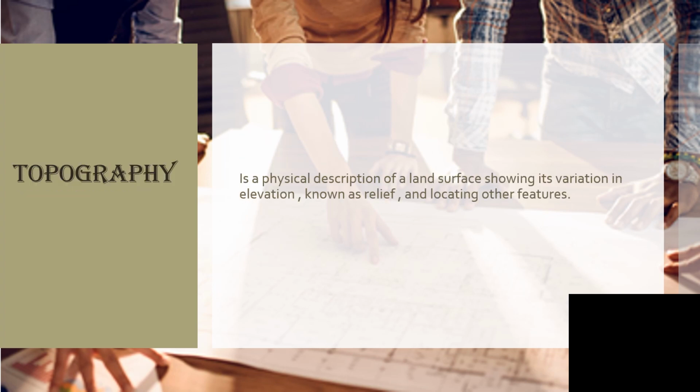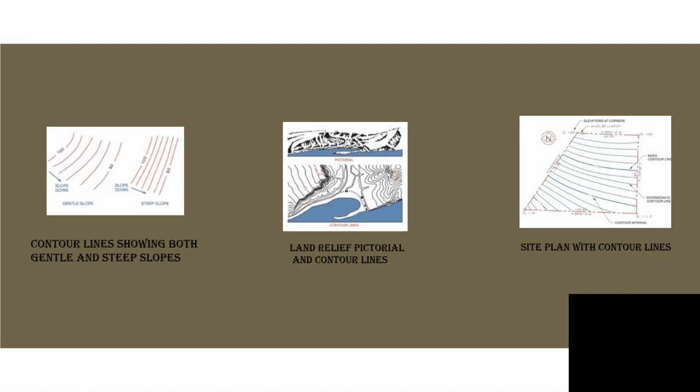Topography is a physical description of a land surface showing its variation in elevation, shown as relief, and locating other features. Surface relief can be shown with graphic symbols that use shading methods to enhance the character of land, or the differences in elevation can be shown with contour lines. Site plan with contour lines.